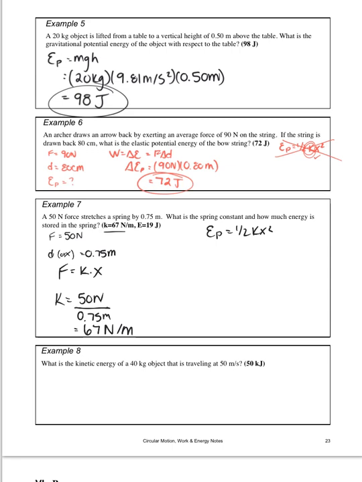So we can now use that in our EP equals 1/2 kx squared. I have K, I have how far the spring was stretched, I can calculate the potential energy. So 1/2 times 67 newtons per meter times x squared, 0.75 meters squared. And we get 18.84 joules or 19 joules rounded.